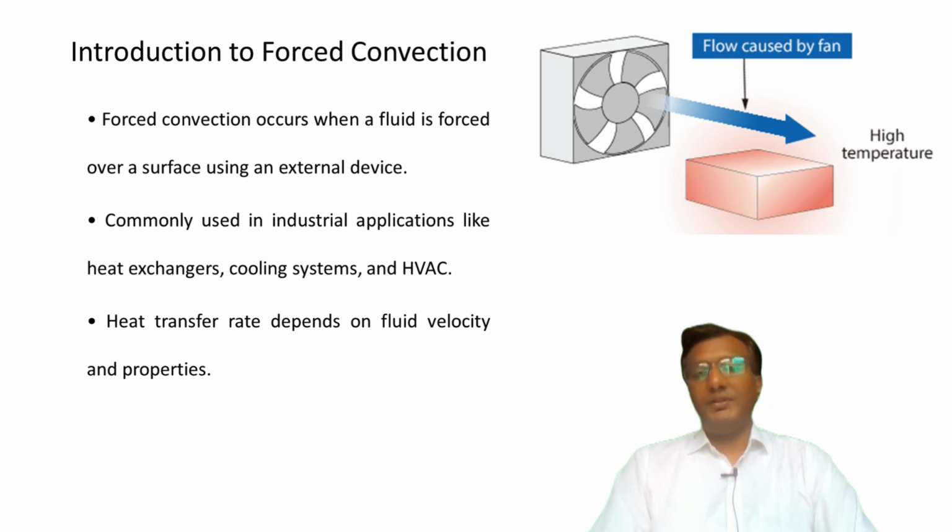HVAC systems in buildings. The heat transfer rate in forced convection depends on factors such as fluid velocity, fluid properties such as viscosity and thermal conductivity, and the surface geometry. For example, faster airflow over a surface increases the heat removal, as seen in a computer's cooling fan.